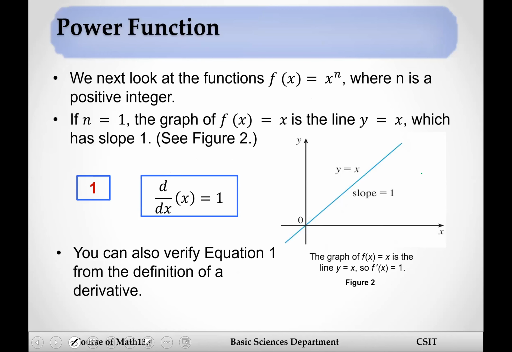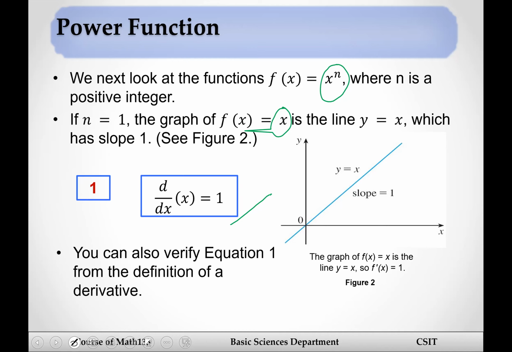And now we will go to other basic functions like x power n, and we will compute using the limit. We start with the simple case n equal to 1. That means f of x will be equal to x. In this case, if we compute using the limit, then we will find that the derivative is equal to 1. And now it's a rule. When you have x as a function, the derivative of x is equal to 1.